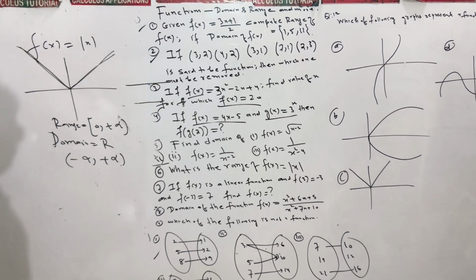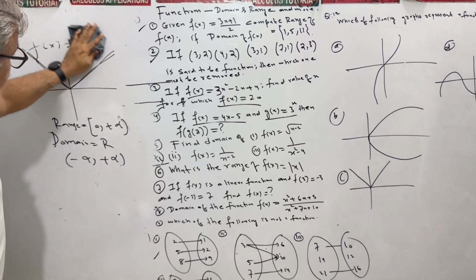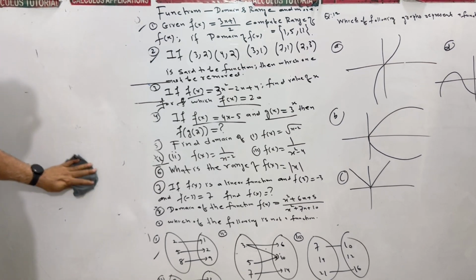Moving towards question number 7. f of x is a linear function, and we have given two conditions, f of 3 is equal to minus 3 and f of minus 3 is equal to 7. Then find the function in that case.